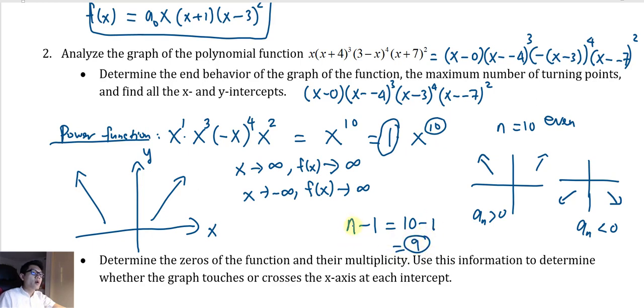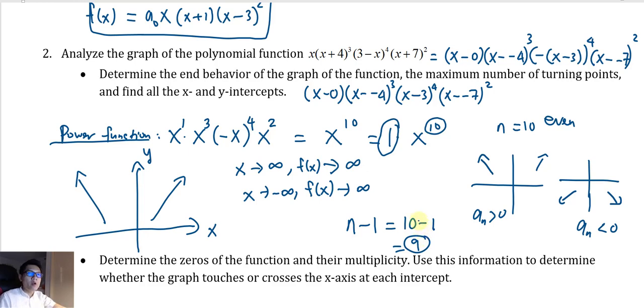So we look for the power function, and then we look for the degree, in this case 10. And then we subtract 1, and that is the maximum possible number of turning points that you can have for this function. So in this case, 10 subtract 1 is 9. So there are at most 9 turning points. It can be 9, it can be 7, it can be 6, but no more, no bigger than 9.